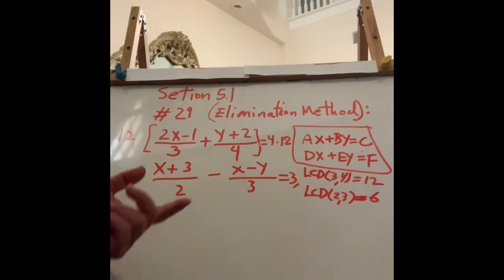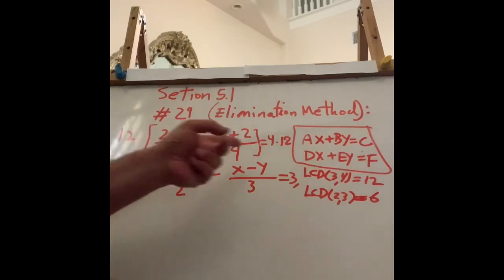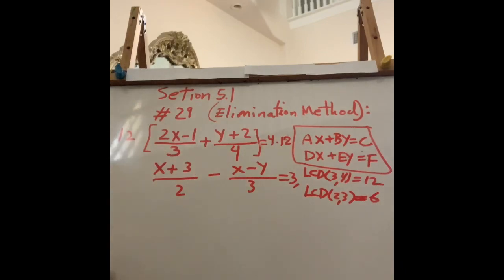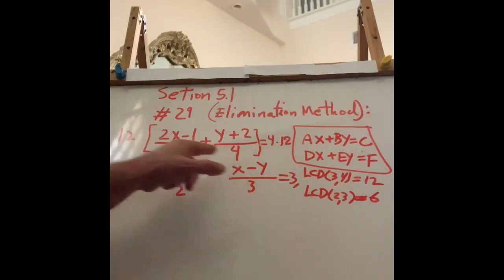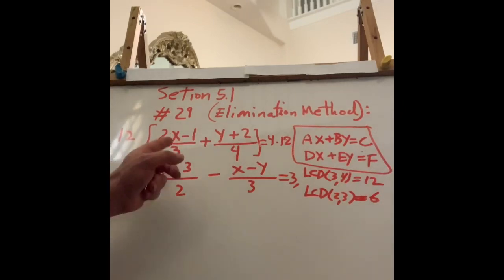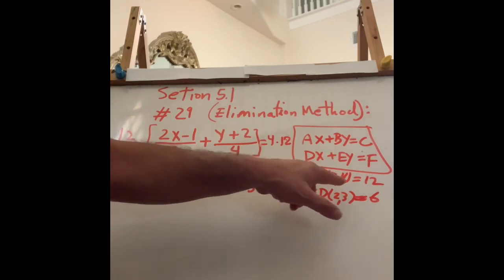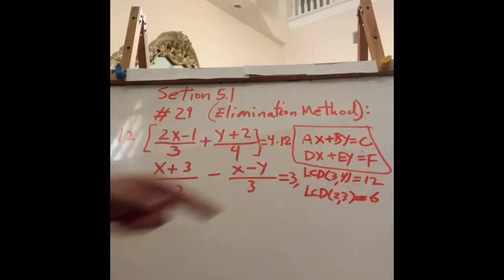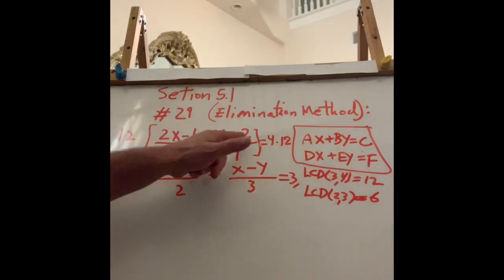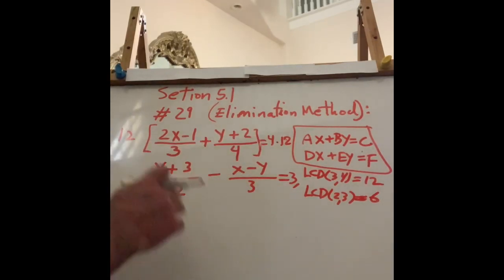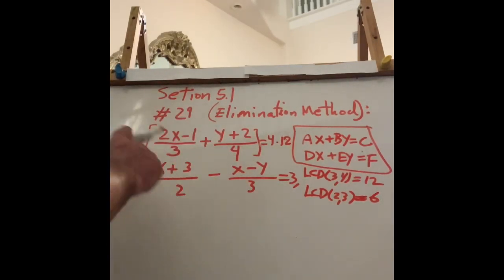So the first thing I did, of course, was remove all the fractions in both of our equations. And as you know, the easiest way to do that is to find the least common denominator of both denominators, so in this case 3 and 4. So I wrote for you LCD, the least common denominator of 3 and 4. Of course, that happens to be 12. So you multiply both sides of your equation by 12, and that eliminates both fractions.